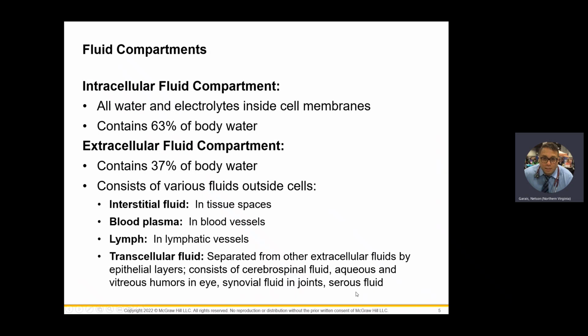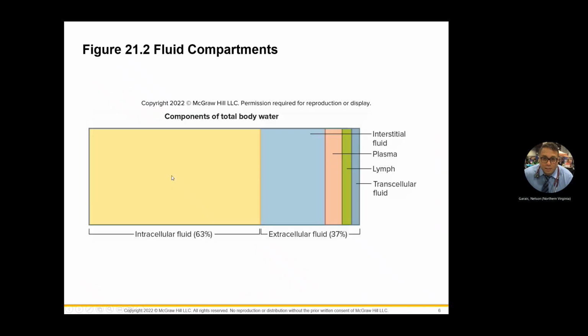And the serous fluid, again, reduces friction between the visceral and parietal serosal layers and coverings of our heart, our GI system, and our lungs, to name a few. So think of transcellular fluid as a little separate side note, but it is part of the extracellular fluid. You can see here intracellular fluid and extracellular fluid, and the interstitial fluid, plasma, lymph, and transcellular fluid all are part of extracellular.